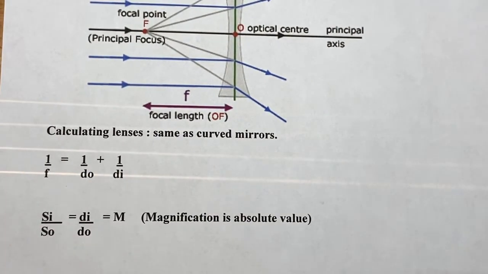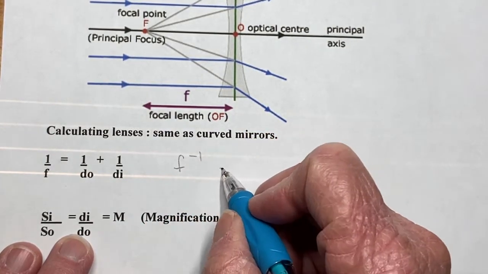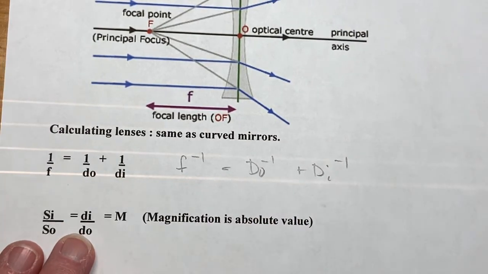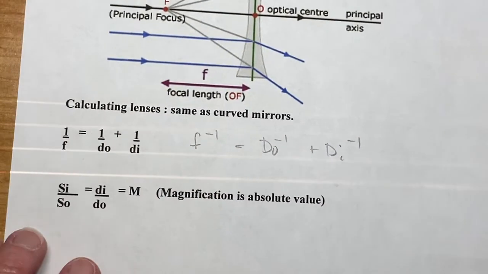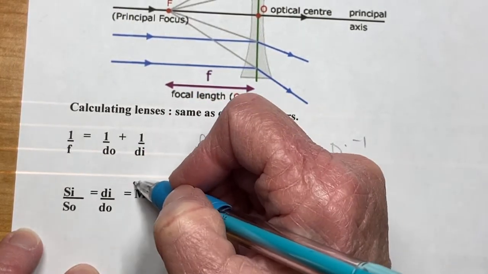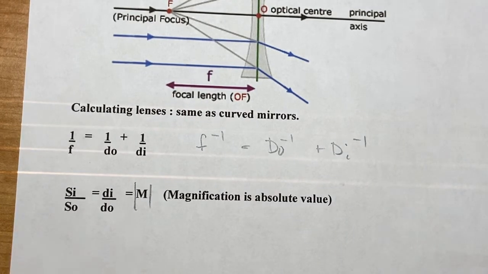It's the lens mirror equation, so let's fix this. We're going to use, probably in our calculator, F to the -1, DO to the -1, DI to the -1. So we're still going to use that. And let's add here that even though we cross multiply, magnification will be an absolute value. Let's just put the absolute value there. So there's no new formula as far as that.